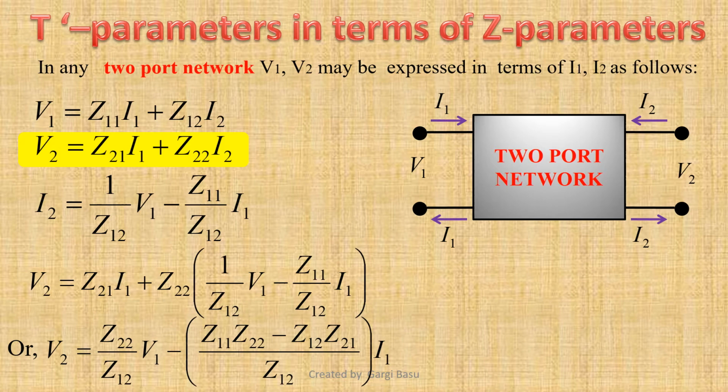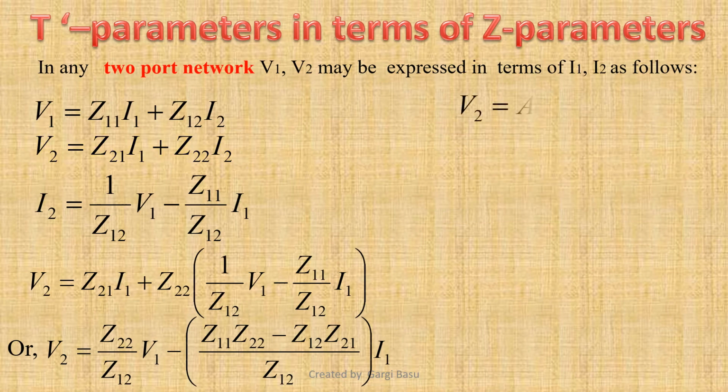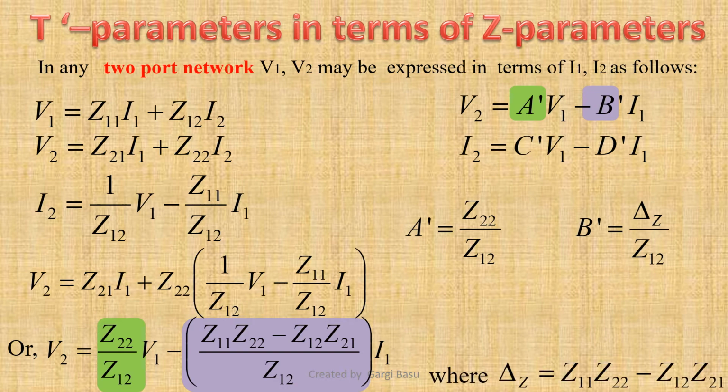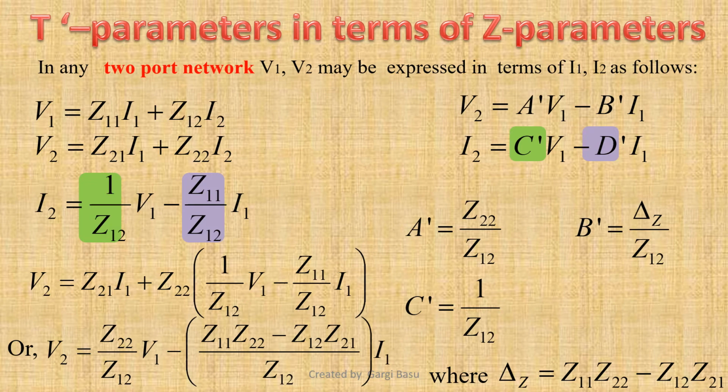When we describe a two-port network using inverse transmission parameters, the linear equations used are V2 equals A'V1 minus B'I1 and I2 equals C'V1 minus D'I1. Comparing the expressions of V2, we get A' equals Z22 by Z12 and B' equals delta Z by Z12, where delta Z equals Z11 Z22 minus Z12 Z21. Comparing the expressions of I2, we get C' equals 1 upon Z12 and D' equals Z11 by Z12. Now we have expressed T' parameters in terms of Z parameters.